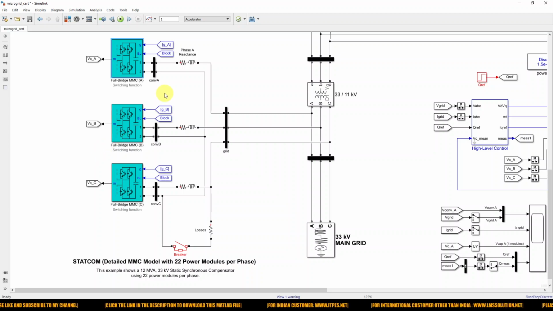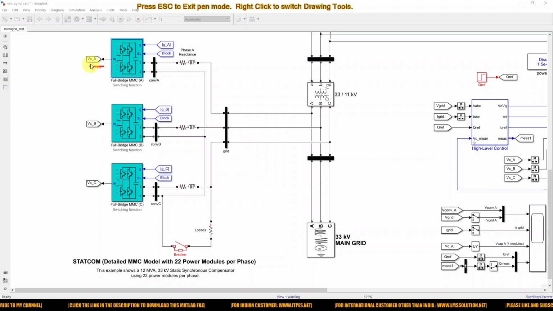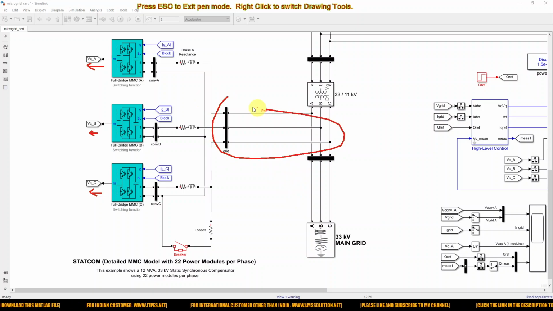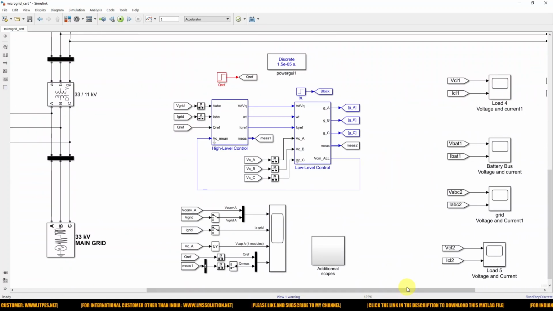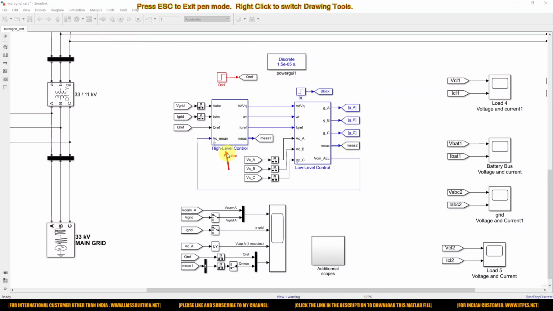Here we are going to measure the voltage of each full bridge MMC, and it is connected to the utility grid. To control these three full bridge MMCs, we have two levels of control: a higher level control and a lower level control. Here we need to measure grid voltage and current, and also provide the reactive power reference.